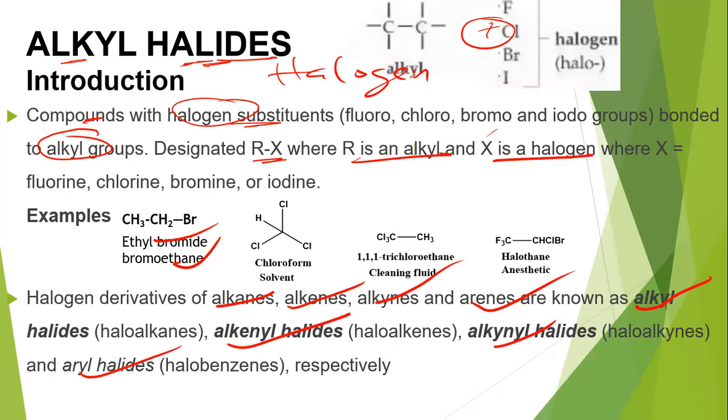Now, this is the general formula for an alkyl group, right? It's actually R. So you see the CC here. Any hydrocarbon that has lost a hydrogen becomes an alkyl group. Now, these are the halogens as arranged on the periodic table. We have fluorine, chlorine, bromine, and iodine, right? Good.